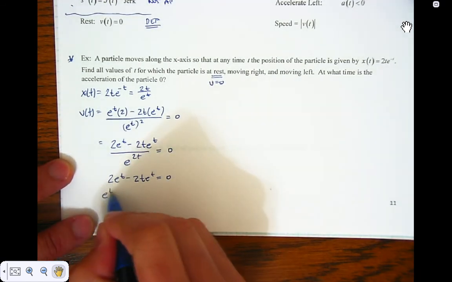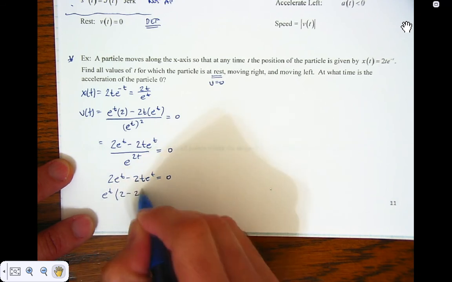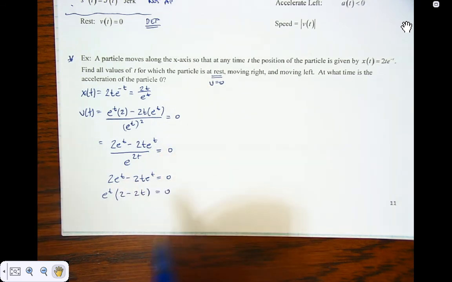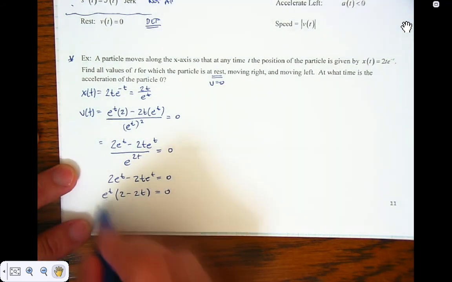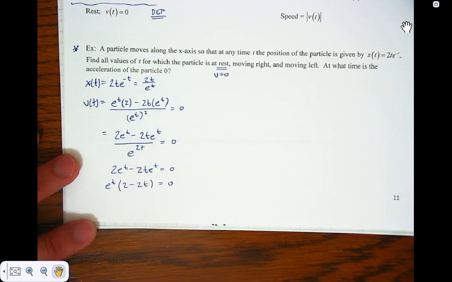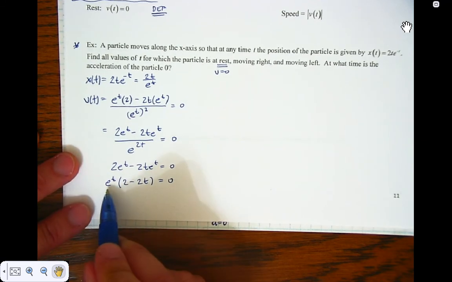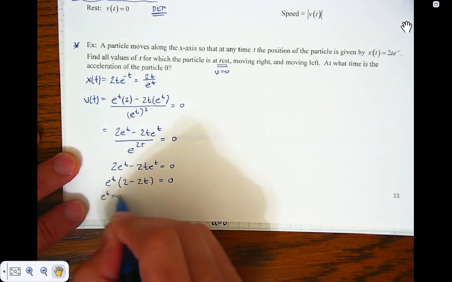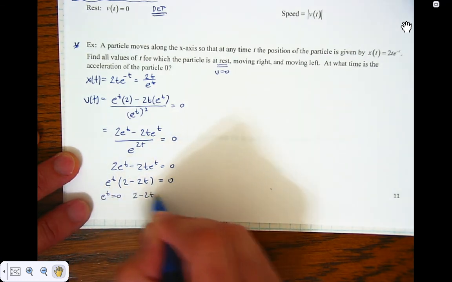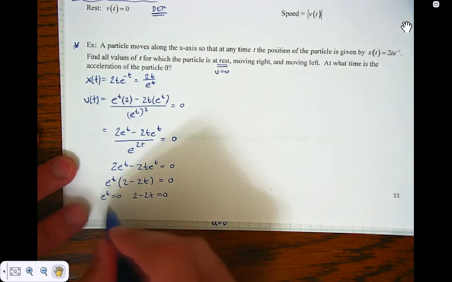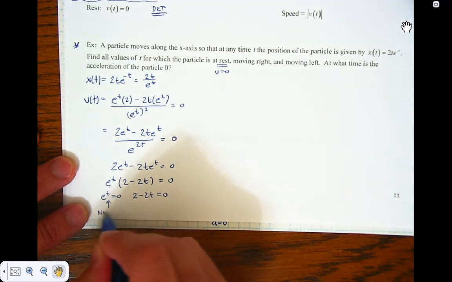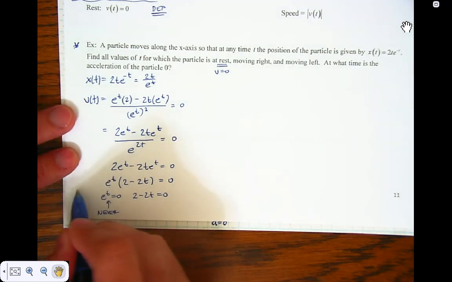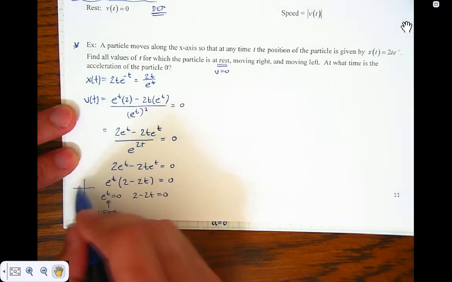We can take out our e^t. And we have this, okay? And then what we're going to do here is try to solve this. Now, this takes some knowledge of this function e^t. So this is a product of two terms. So this is going to equal 0 when e^t equals 0, or when 2 minus 2t equals 0. This never happens.